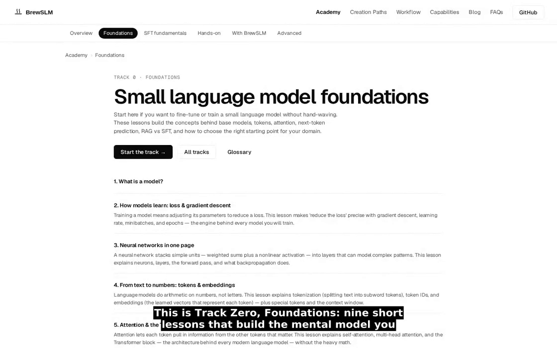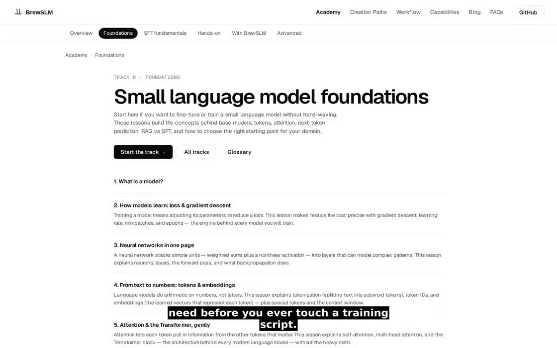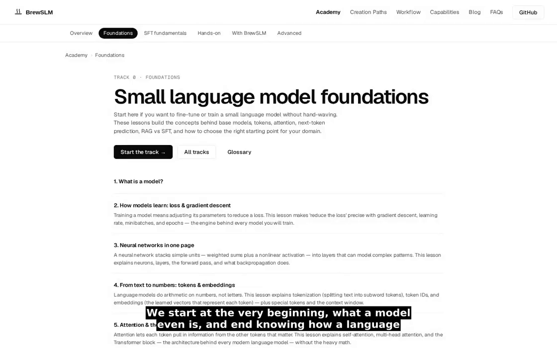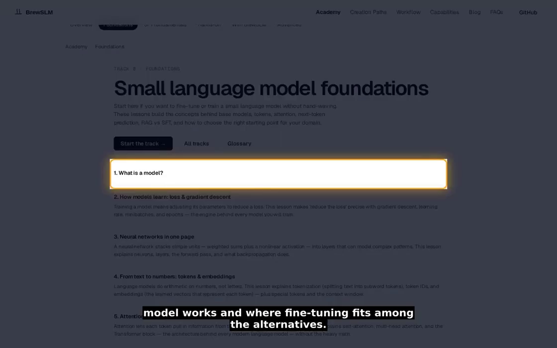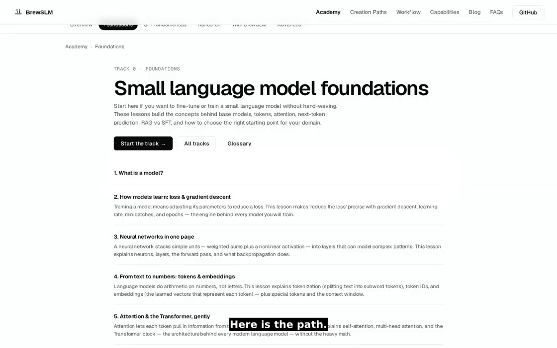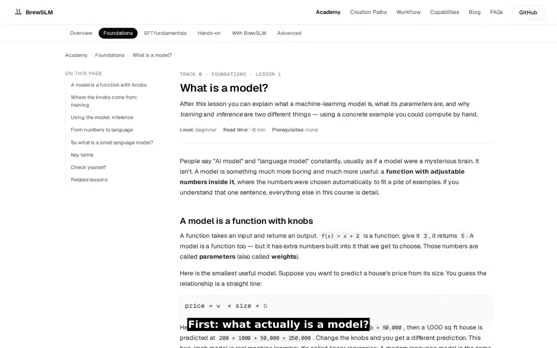This is Track 0, Foundations, 9 short lessons that build the mental model you need before you ever touch a training script. We start at the very beginning, what a model even is, and end knowing how a language model works and where fine-tuning fits among the alternatives. No code in this track, just the mechanics defined as we go. Here is the path. First, what actually is a model?